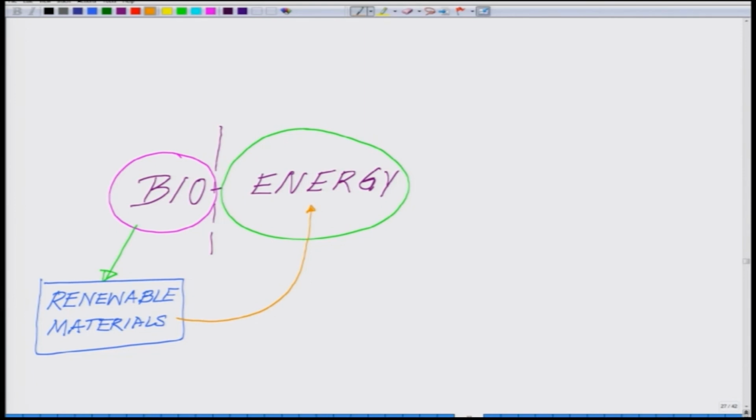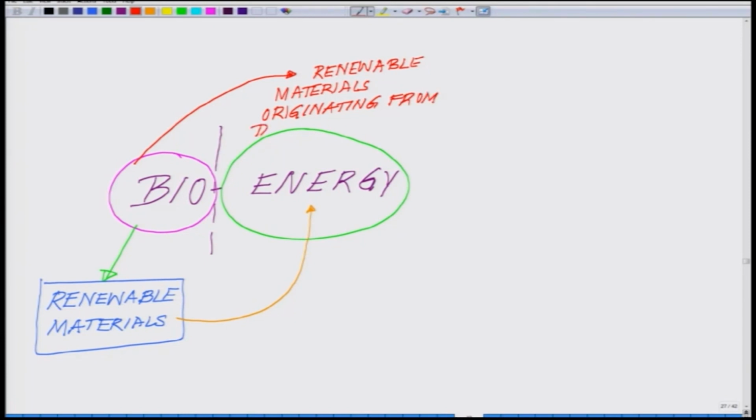So, now first of all let us classify the different kinds of materials of biological origin. Those could be classified as renewable materials. Get this concept in your brain: renewable materials originating from different life forms. Okay, and those are called biomass, and this biomass is used to harvest energy.